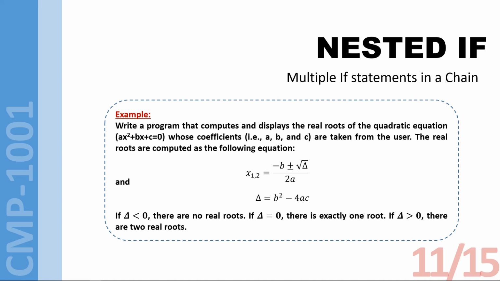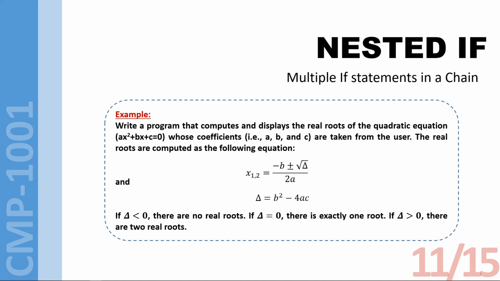The real roots are computed as the following equation. So x1 is going to be minus b plus square root of delta divided by 2 times a, whereas the second root is going to be minus b minus square root of delta divided by 2 times a. What is the delta?